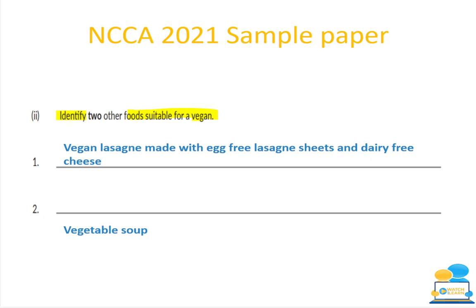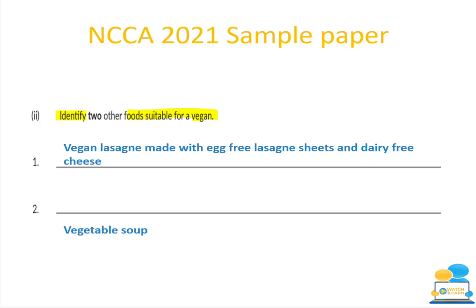So for example, I could have vegan lasagna made with egg-free lasagna sheets and dairy-free cheese. I could also have vegetable soup. Now, vegetable soup is suited to nearly every special diet. The only one you'd have to be careful of is celiac, just to make sure that your stock cube is gluten-free. But there are countless ideas.